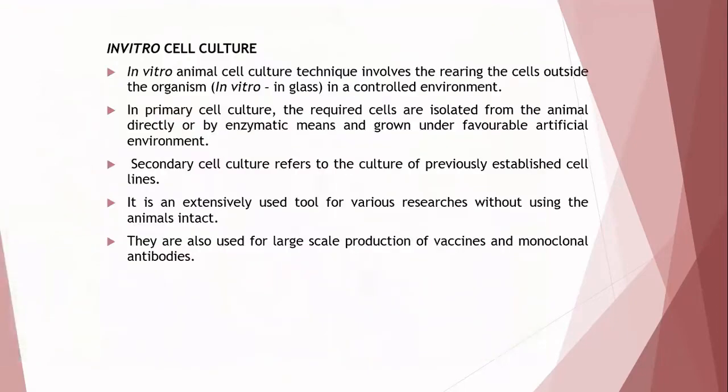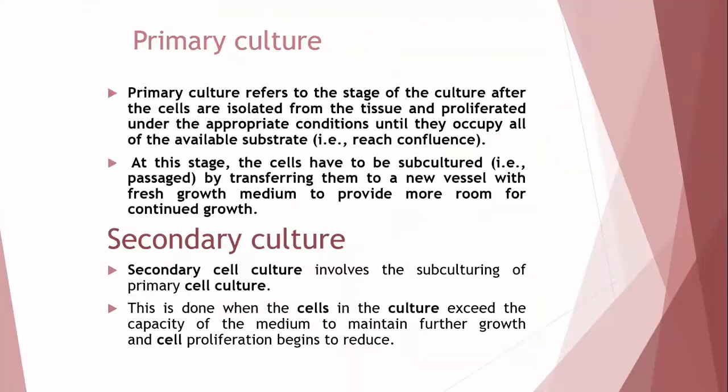In vitro cell culture is the technique which involves the rearing of cells outside the organism in a glass or some culture vessel or a petri dish in a controlled environment. Controlled environment refers to an environment which is completely controlled artificially with all the necessary requirements for the cells to thrive. Primary cell culture refers to the culture where the tissue or the cell is directly collected from the animal and cultured first. So the preliminary step of cell culture is called the primary cell culture, whereas the secondary cell culture involves the subculturing of the primary cell culture where the cells are already established.